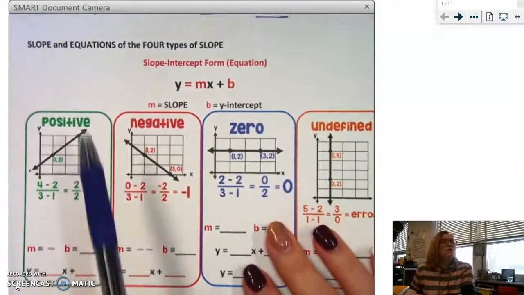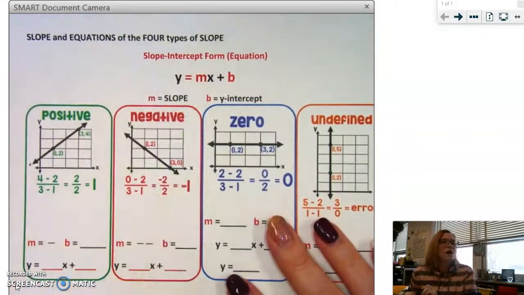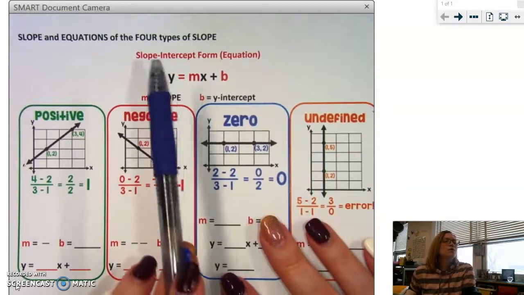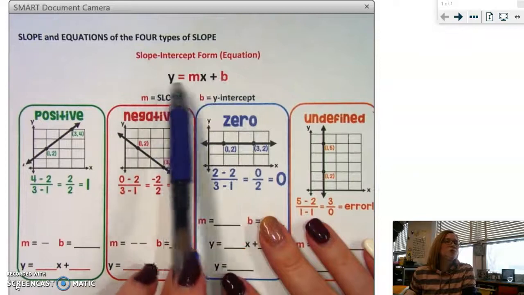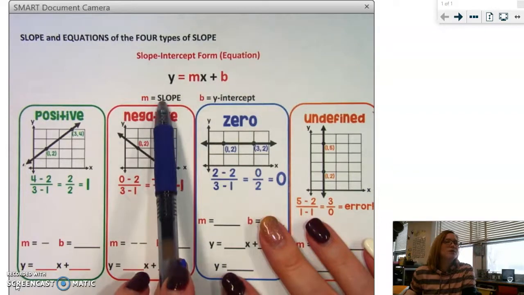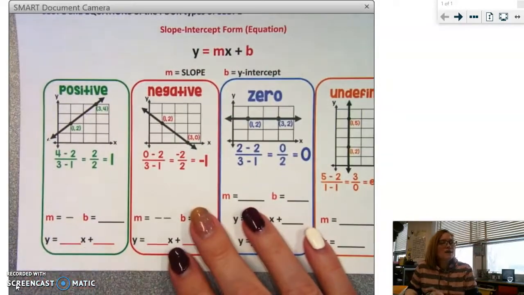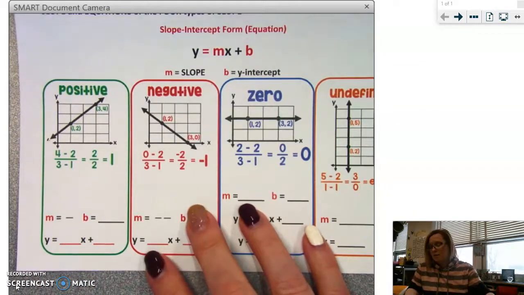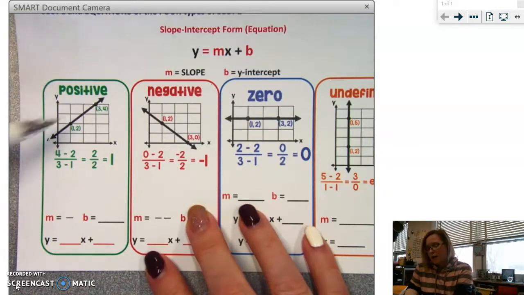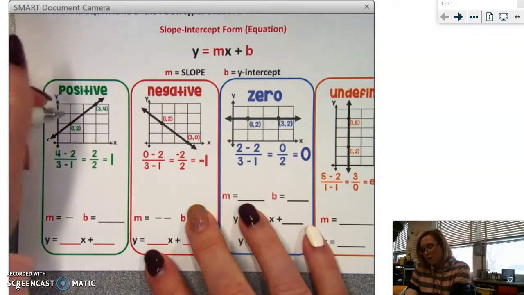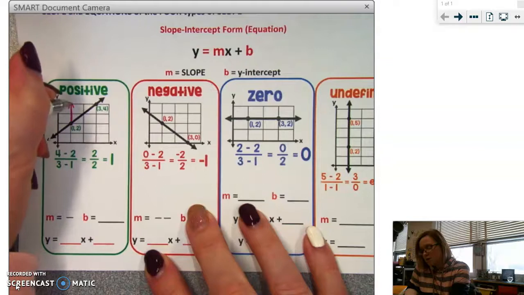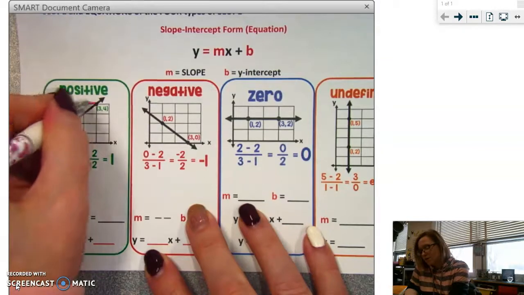This next section is going to remind you how to find slope and equations of the 4 different types of slope. Just a quick reminder, slope-intercept form, the equation is y equals mx plus b. M represents the slope, b represents your y-intercept. Let's take a look at the positive. In this positive example, we have 2 points that are given. You can definitely start at the y-intercept for your point, but we're going to go from here. So these would be our 2 points. Let's start off by finding our slope first.